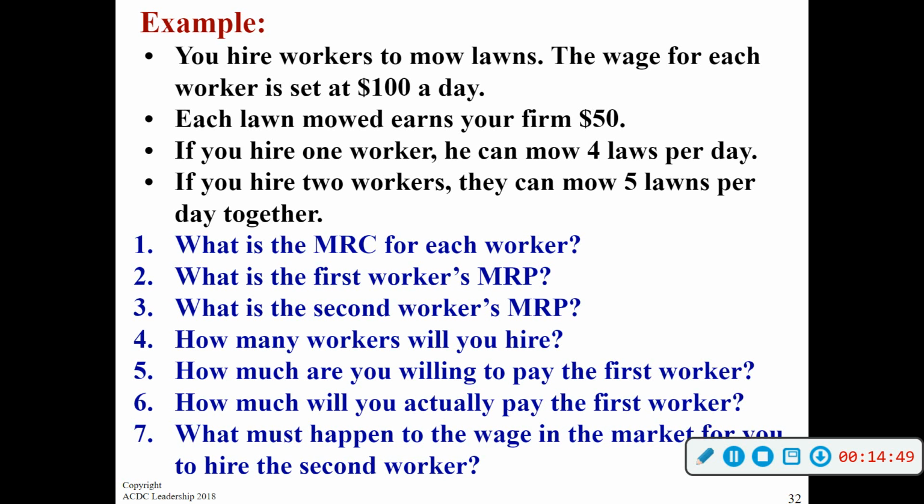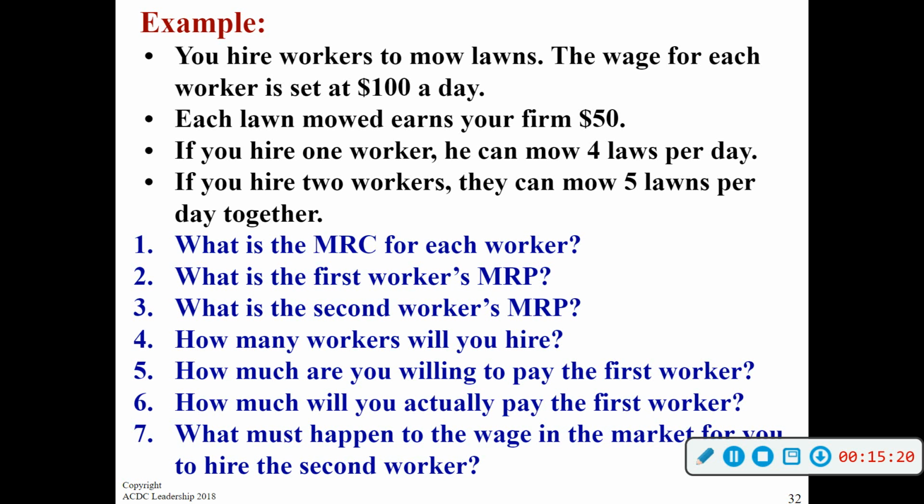So what is the MRC for each worker? How much are we paying each worker? $50? Or $200? No, $100. Wait, you're paying each of them $100, I thought. Yes. Remember, marginal, add 1 and look for the change though. So what is the marginal resource cost of each worker? $100. Because that's what we have to pay each worker. So marginal resource cost is just the wage each individual worker receives.